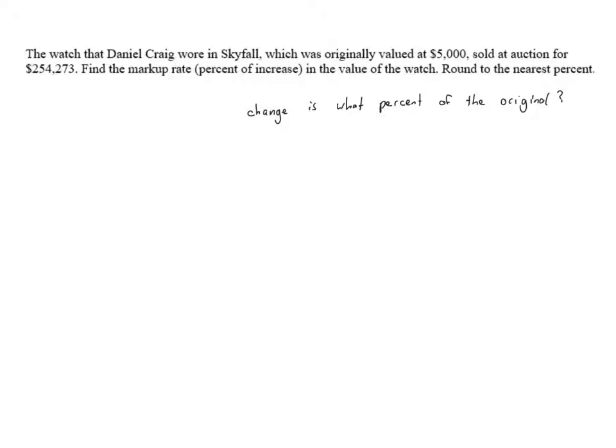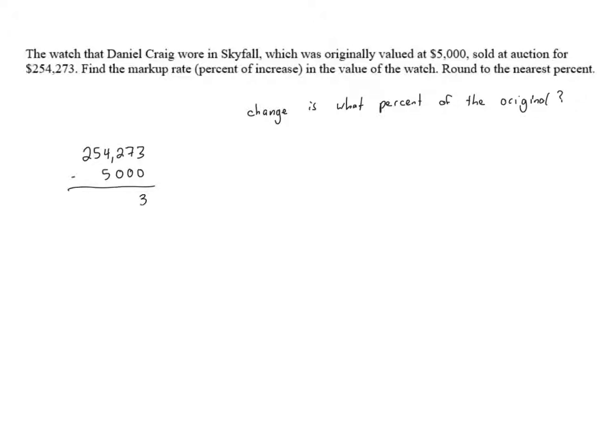Now again, the change is not something that we're given directly. We have to figure out what the change in price was by taking the higher price and subtracting the original price. So to find the change, we have to take $254,273 and subtract $5,000 from that.